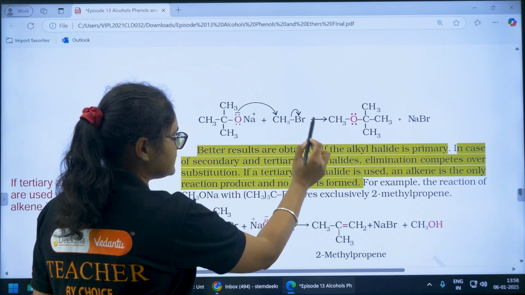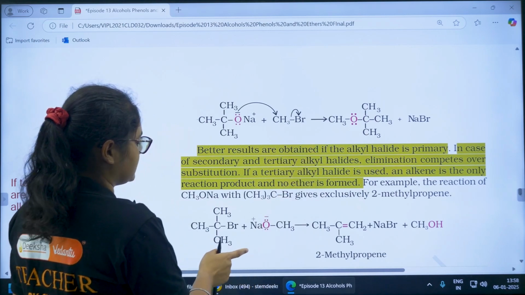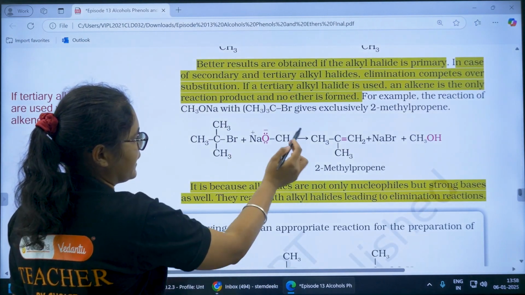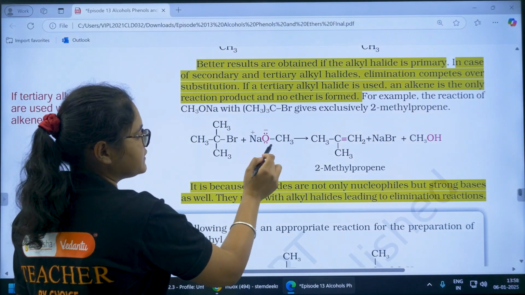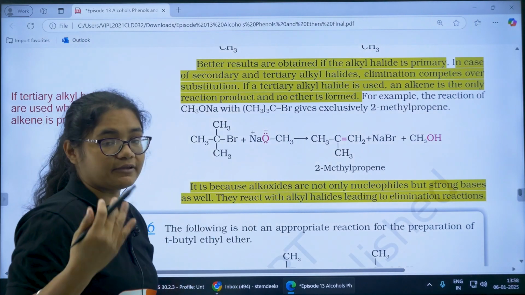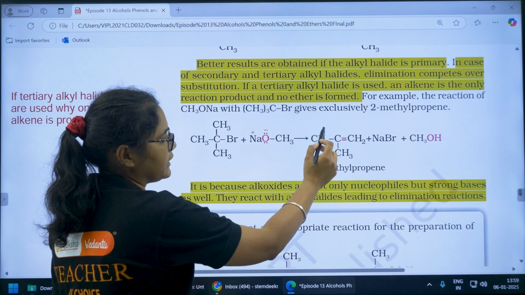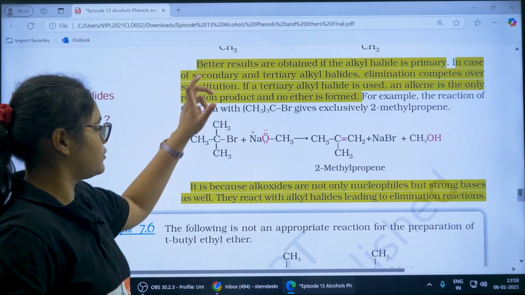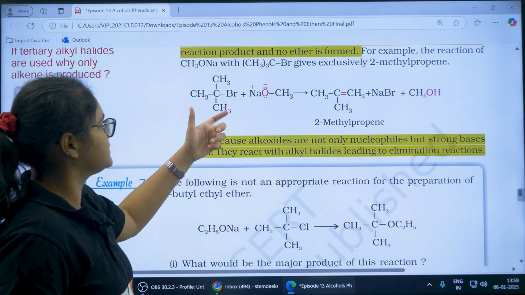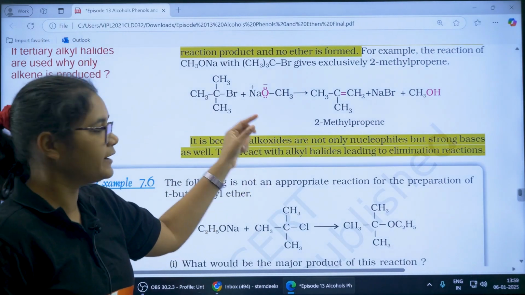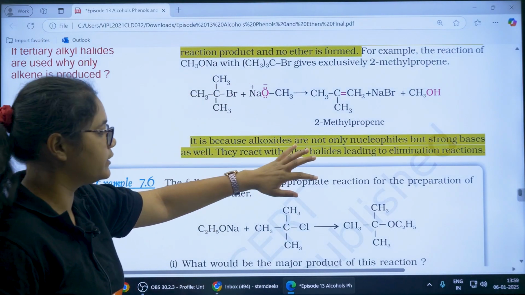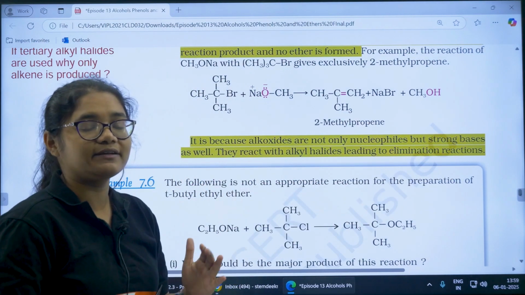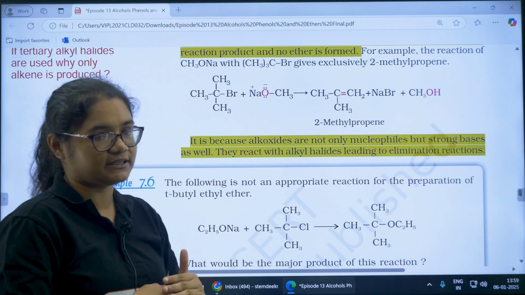But in case you take some tertiary halide, you can see here one example. This is a tertiary alkyl halide and this is an alkoxide ion. Now if this is present, what will happen? It will favor elimination reaction and you will get an alkene as a major product and not ether. So that is why it is always a primary alkyl halide. What is the reason for that? It is because these alkoxide ions are not only nucleophiles but they are also strong bases. So if they behave as strong bases, then we will get the elimination product.